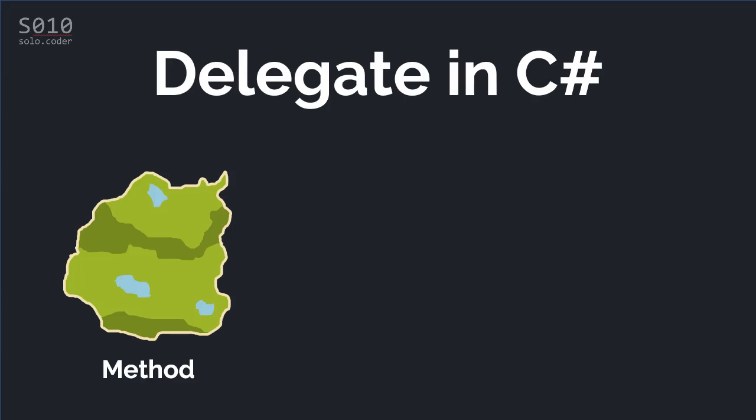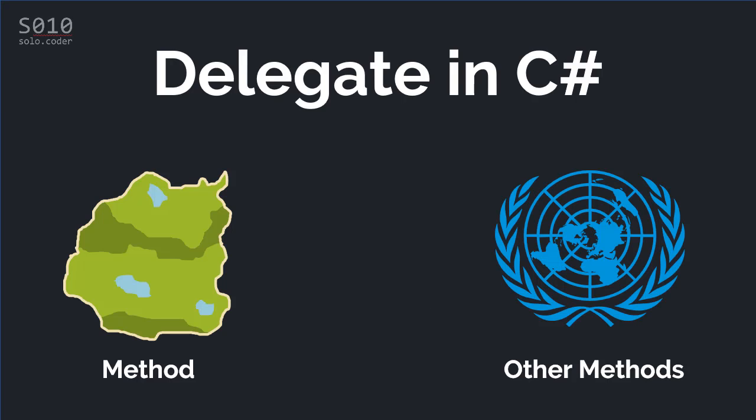Delegate in C#: we have our method. There are other methods that may want to call this method, but for some reason, and this will become clear as we go through the example, the other methods don't want to reach these methods directly. We can use a delegate to talk to the methods. So the delegate becomes the type that the other methods talk to in order to reach the final methods. You're going to understand why it is interesting to have a delegate in the middle.